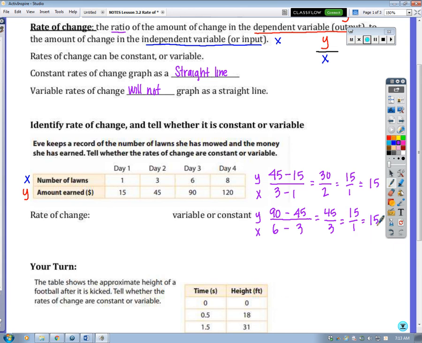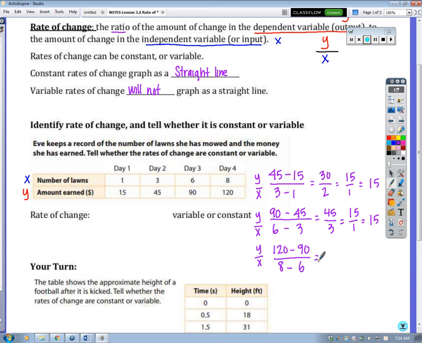We're going to just finish out this table comparing day 3 to day 4. So again, I'm going to compare my y and my x values. So looking at day 4's values, I have $120 minus $90 from day 3. Looking at that change from day 4 to day 3, she mowed 8 lawns on day 4, and she mowed 6 lawns on day 3. So we're going to look at that change here.